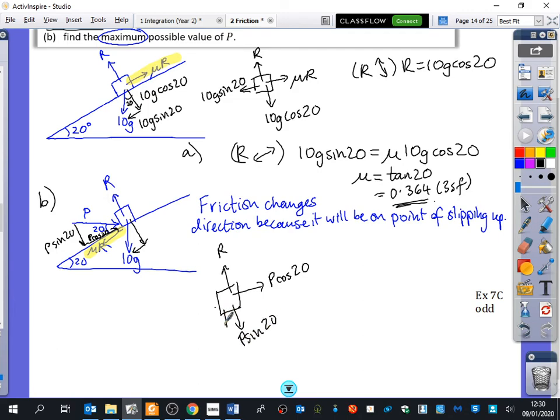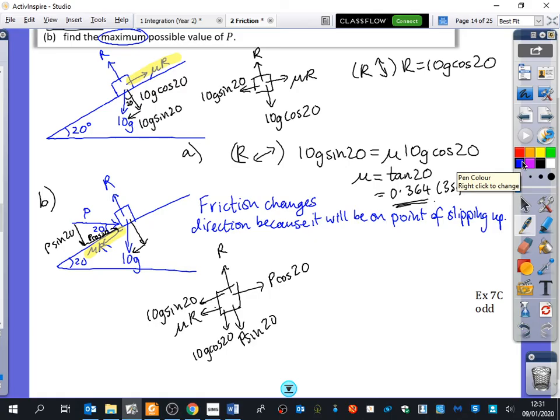And 10G cos 20. I've been lazy and didn't do them on there. I've then got 10G sine 20. And I've got mu R. So it's a hell of a lot more complicated, and this is why the second diagram is there to help us out. So we're trying to find out what P is.